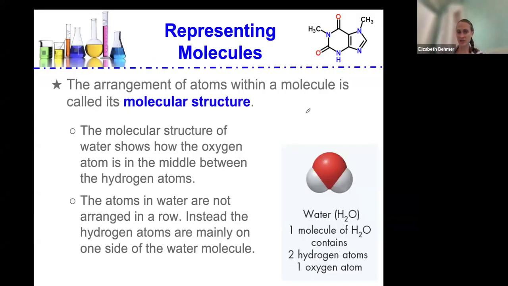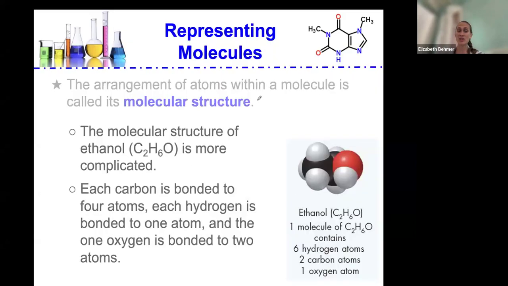The arrangement of atoms within a molecule is called its molecular structure. The molecular structure of water shows how oxygen is in the middle between the 2 hydrogen atoms. So here's your oxygen, and you have the 2 hydrogen atoms. Water is not linear like carbon dioxide. They are not arranged in a row. Instead, the hydrogen atoms are mainly on one side of the water molecule, where the oxygen is on the other side. And that's due to the electric charge. And we'll talk about that in a little bit too.